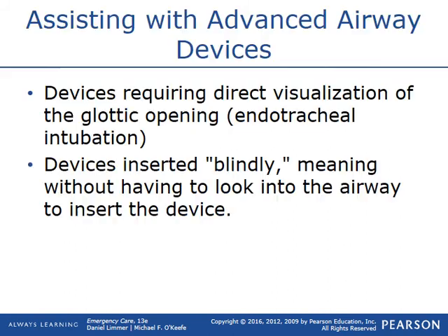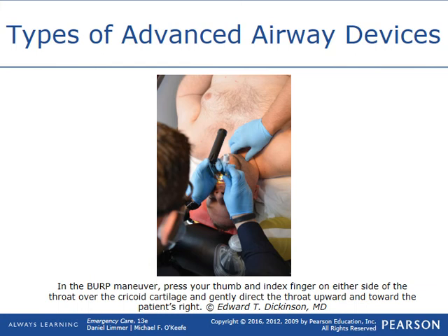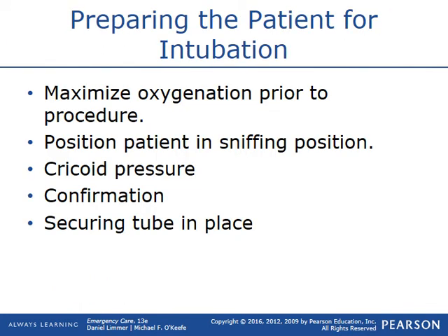If you're assisting with advanced airway devices, these are devices requiring direct visualization of the glottic opening, such as endotracheal intubation. And you've also got devices inserted blindly, meaning ones that you can put in without having to look into the airway to be able to insert the device, such as the King LT airway. Here you see the advanced endotracheal intubation being done. We're not going to cover intubation in this slideshow. That's an ILS and ALS skill.